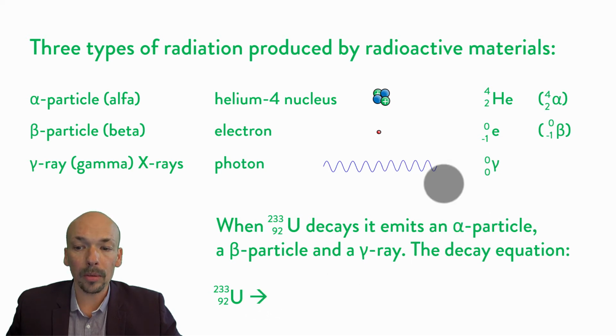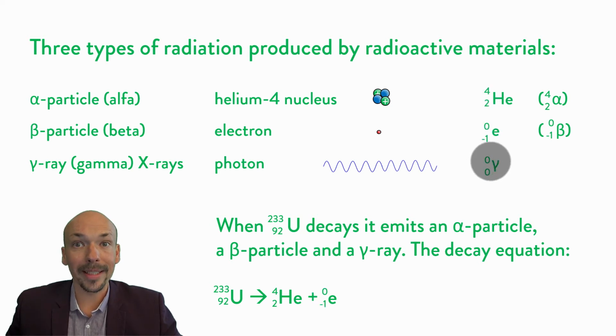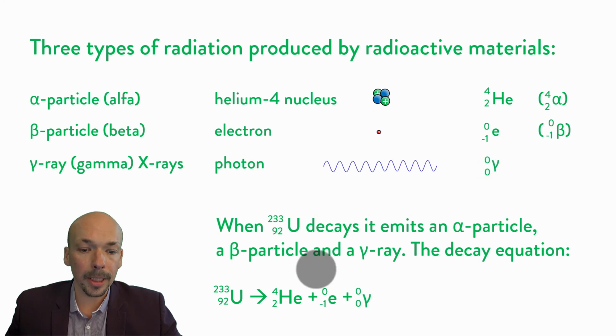An alpha particle, so a 4,2 helium, plus a beta particle, so a 0, -1 e, and a gamma particle, which is 0, 0. And we write it down like this. As you can now see, we had 233 mass, 4 mass has left, 0 here and 0 here, so we still have some mass left. The same for the proton number. So there's still something left, and you need to determine what it is.